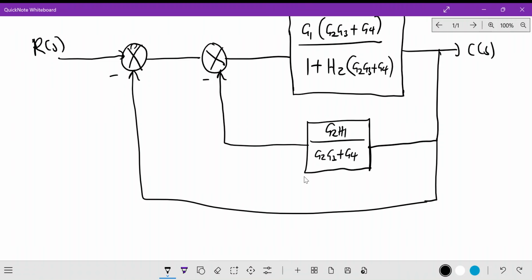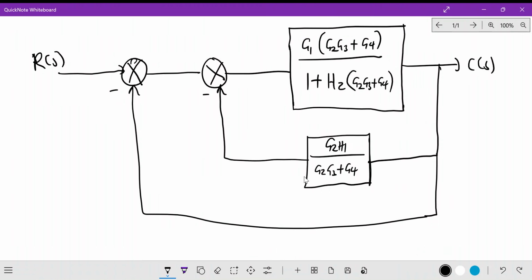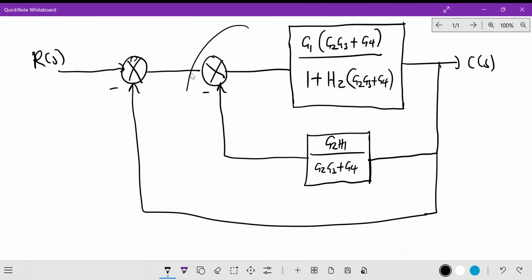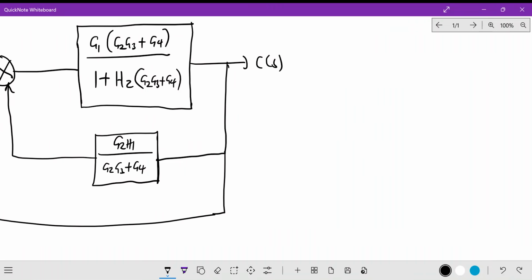So now at this point, what you can do is simplify that. This is negative feedback. So how do you simplify negative feedback? It's the gain of the forward path divided by 1 plus the product of this and that, isn't it? So let's simplify that. I'm just going to simplify it by the side here.